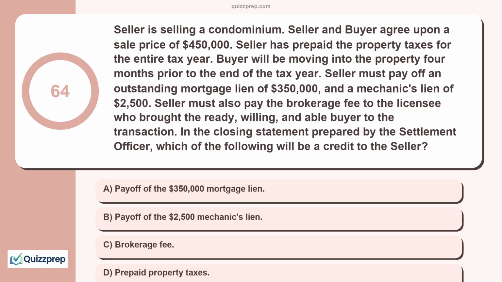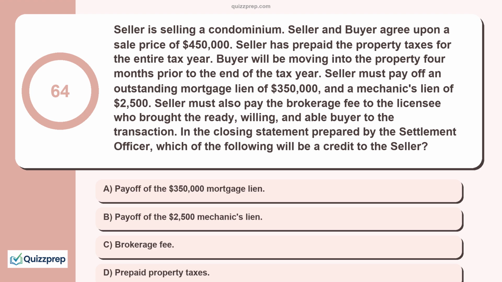Question 64. Seller is selling a condominium. Seller and buyer agree upon a sale price of $450,000. Seller has prepaid the property taxes for the entire tax year. Buyer will be moving into the property 4 months prior to the end of the tax year. Seller must pay off an outstanding mortgage lien of $350,000 and a mechanics lien of $2,500.